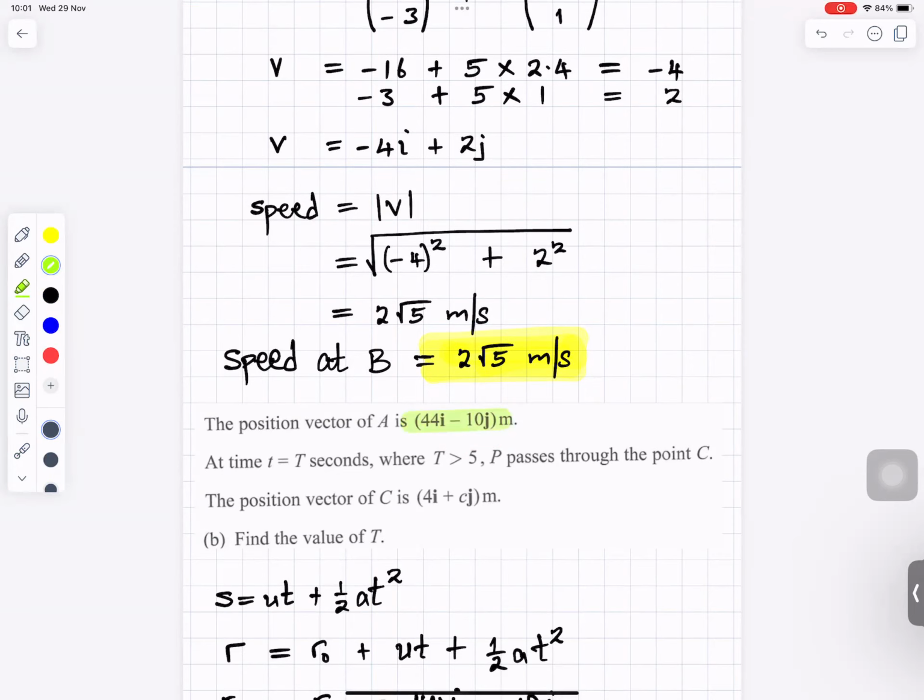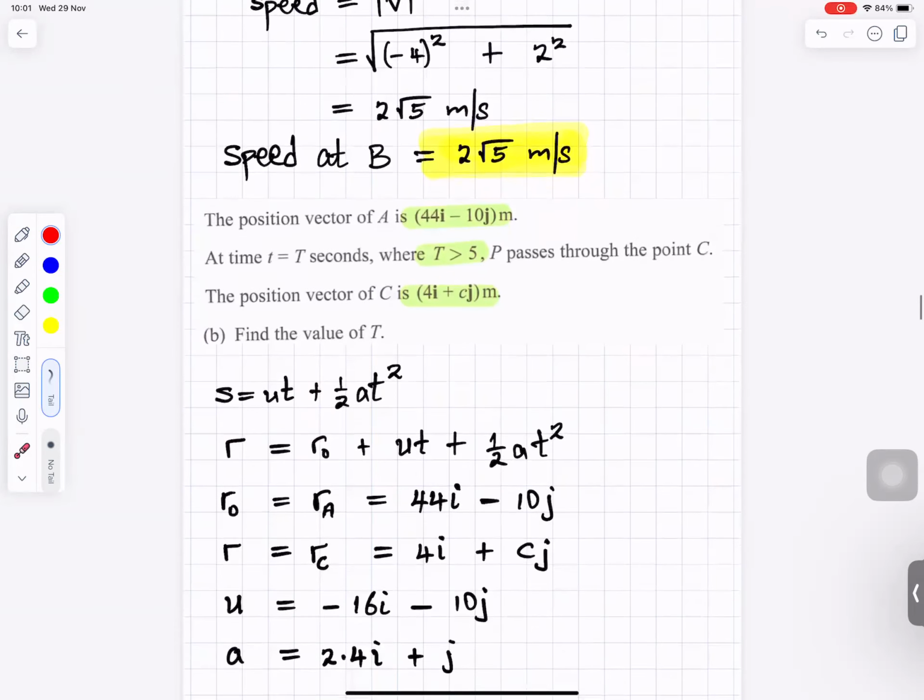At time t seconds, where t is greater than 5, P passes through the point C. The position vector of C is 4i plus cj. Find the value of t. We're going to use the SUVAT equation, s equals ut plus half at squared. And another very important equation to know is this: r naught is the position where you start from, plus the new position. So we would call this r naught r A because it started at A.